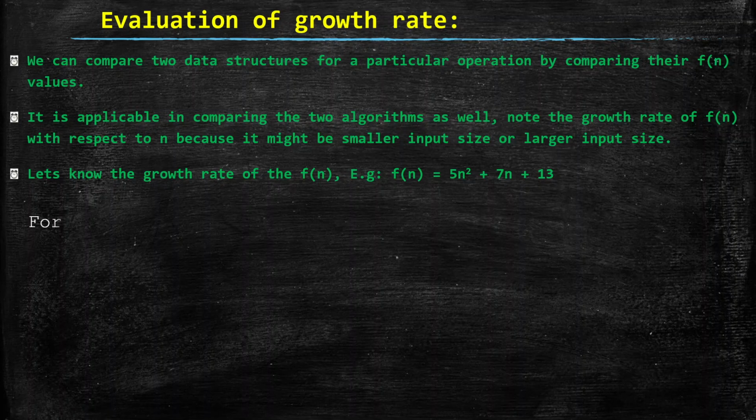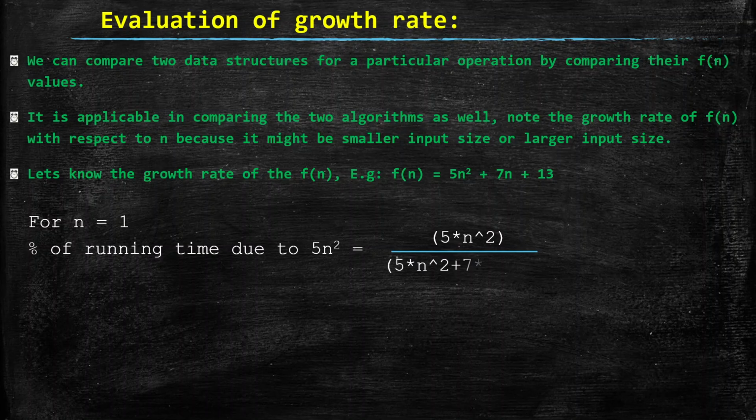So how can we compare all of this? First, let's think that we have n equal to 1, meaning size 1. While operating with that size, n equal to 1, let's first talk about the 5n square. When we talk about 5n square, it takes almost 20% of the time.